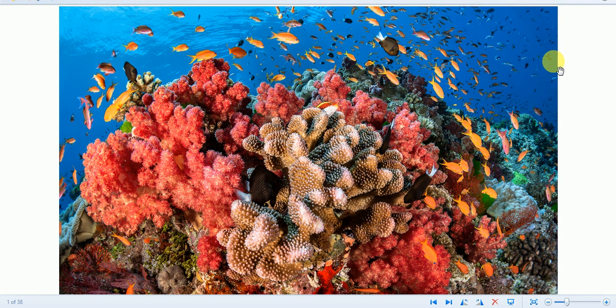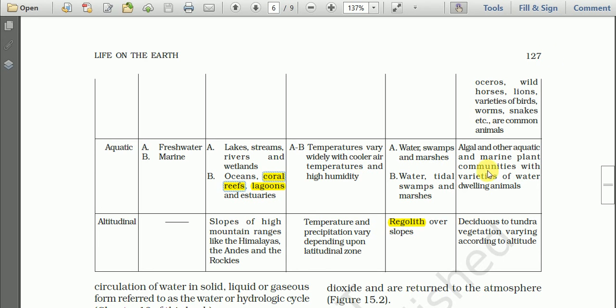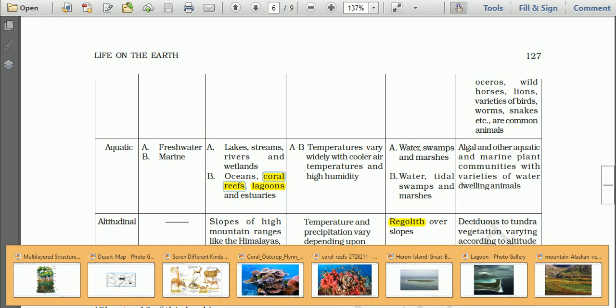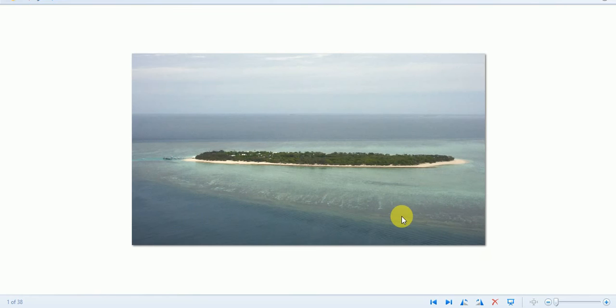And see, when corals are dead, you know, corals secrete calcium carbonate, and that is why sometimes islands and barrier reefs are formed in this way. See here, this is an island formed by the dead corals. Okay, Heron Island, Great Barrier Reef, Queensland. This is nearby Australia. And likewise, we have Lakshadweep Islands formed by corals.